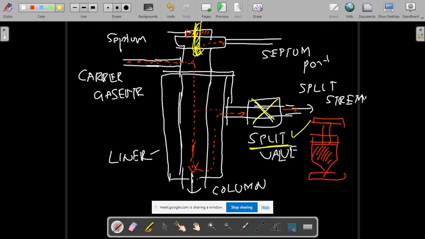Why do we require the two things? What is happening in a split injection? What is happening in a splitless injection? How is it going to affect the efficiency of your column? All these aspects we'll touch upon in the next class.